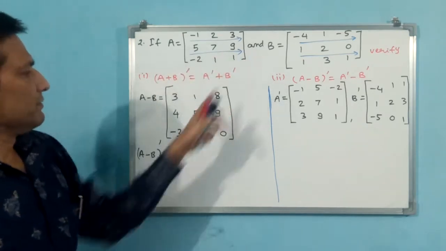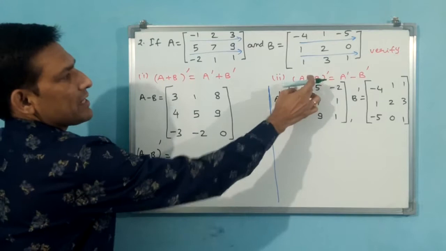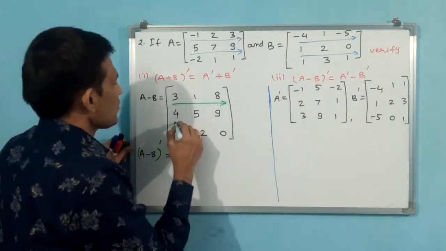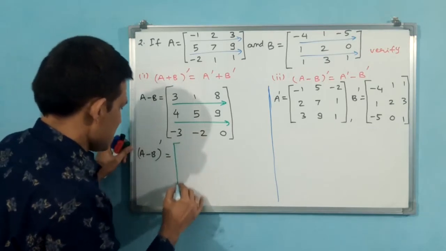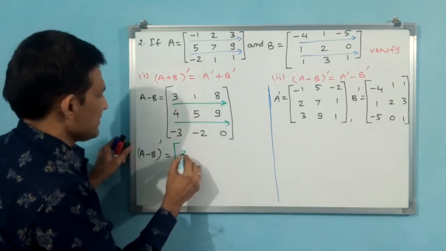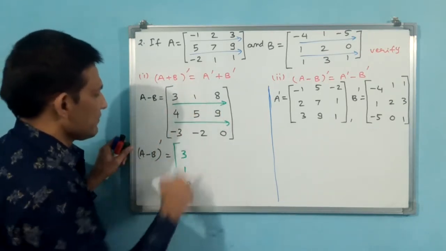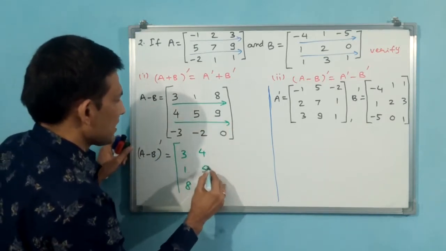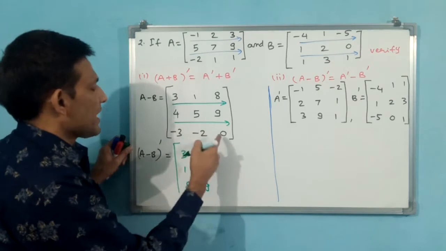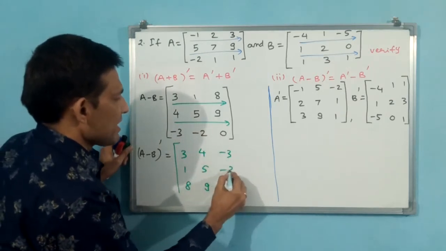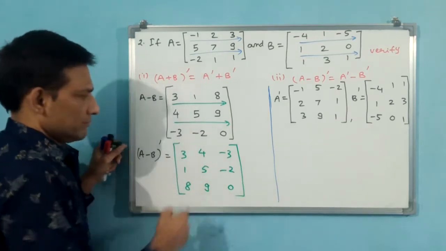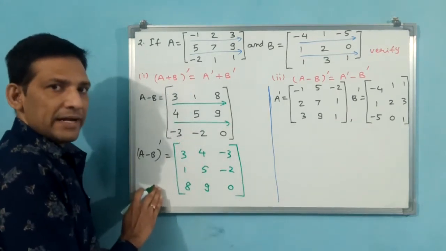This is A minus B. A minus B whole transpose, you require LHS, you see? Okay. Now these rows you have to make as columns. Let us make 3, 1, 8. First row become first column. Second row 4, 5, 9. Second row will become second column. Minus 3, minus 2, 0. Third row is going to become third column. Okay. Now this side, LHS side is over.